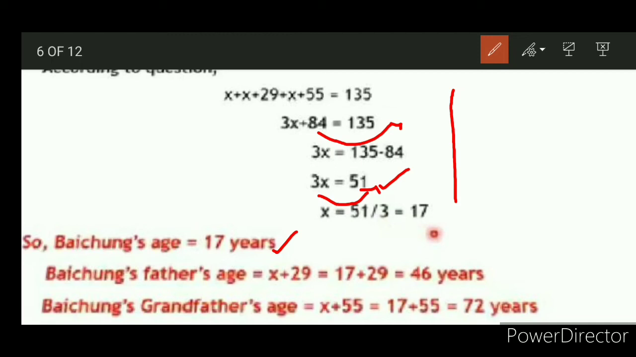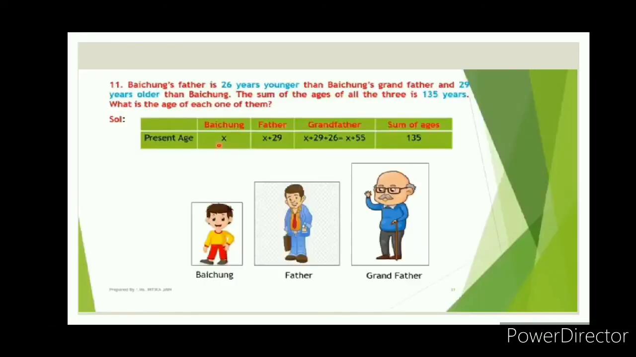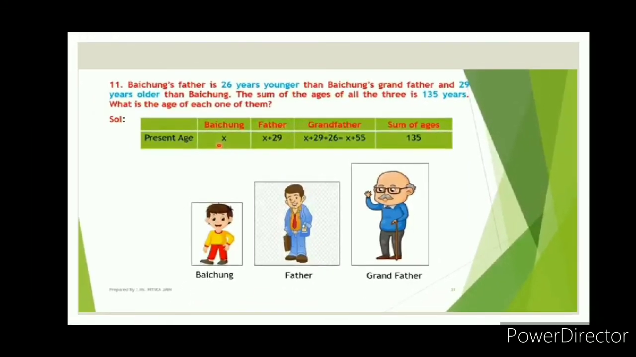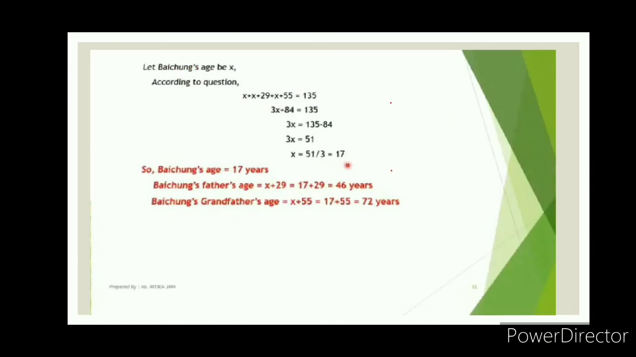Now Baijung's father's age is x plus 29. So 17 plus 29 gives 46. That is Baijung's father's age. Baijung's grandfather's age is x plus 55. 17 plus 55 equals 72 years. Now copy down this table in this page, and in the next page you have the solution. Copy down from both the pages.